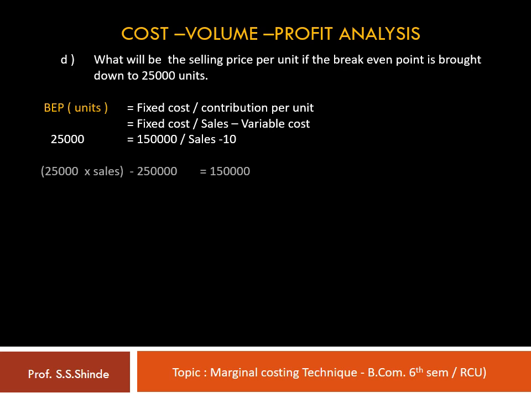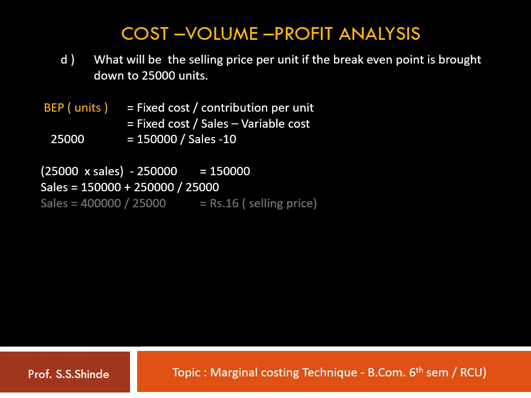So when we substitute this equation, we get 25,000 into sales minus 2,50,000 equals 1,50,000. Therefore, sales is equal to 1,50,000 plus 2,50,000 divided by 25,000. Therefore, sales is equal to 4 lakh divided by 25,000. That gives us rupees 16 per unit. That is the selling price at the new break-even point.